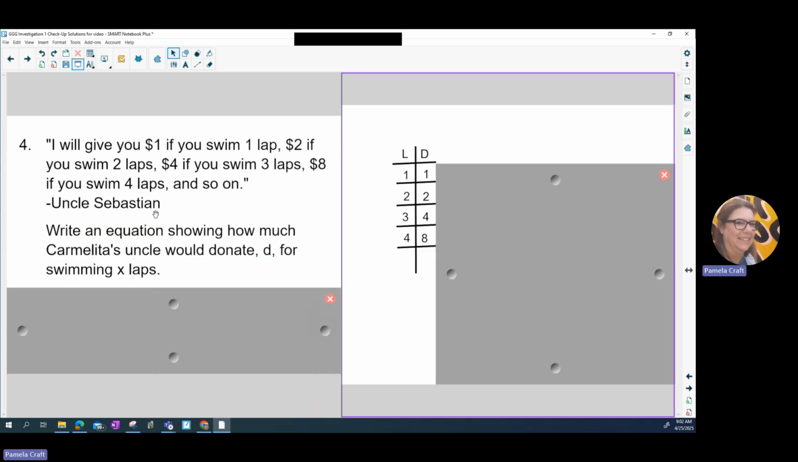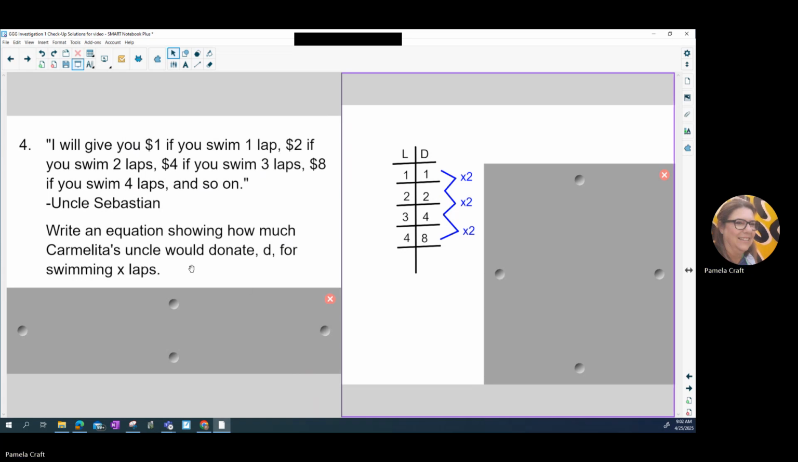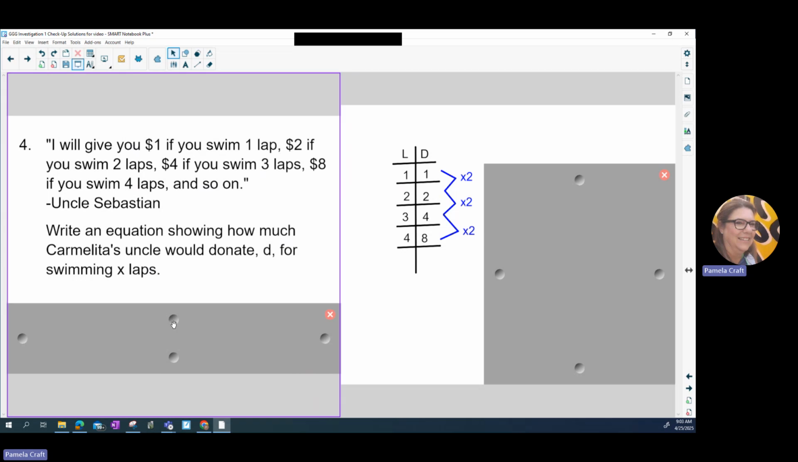Number 4, we're talking about Uncle Sebastian now, who gives $1 for 1 lap, $2 for 2 laps, $4 for 3, and $8 for 4. I'm going to look for my pattern. I can add 1, but if I add 1 to 2, I don't get 4, so I'm going to multiply. 1 times 2, 2 times 2, 4 times 2. Telling me that my equation is going to be exponential with 2 as my base.